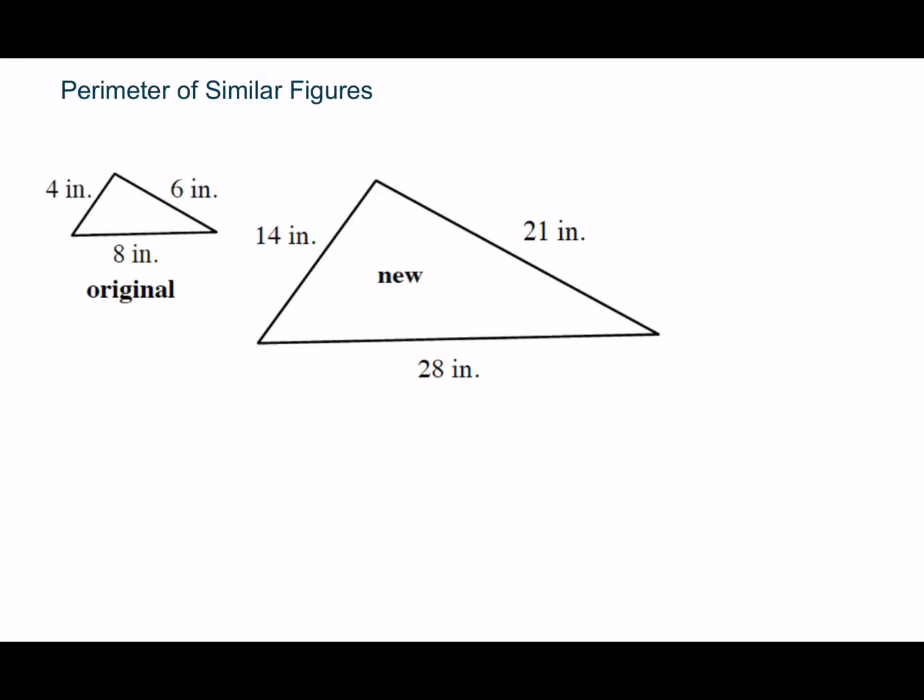And it really doesn't matter that one is the original and one is the new. So we're just going to label them A and B, like before. Just to verify that these two triangles are similar, we're going to make sure that their side lengths are proportional. So we'll just look at the ratios. We'll do A compared to B, and let's look at their corresponding parts.